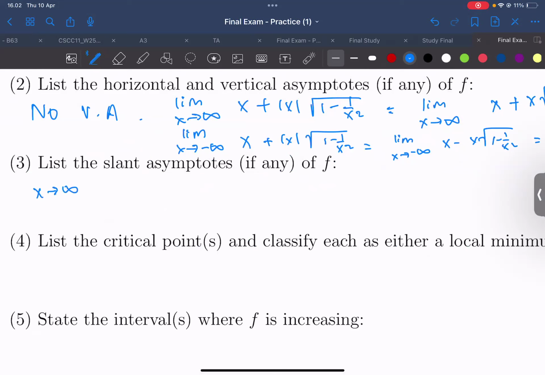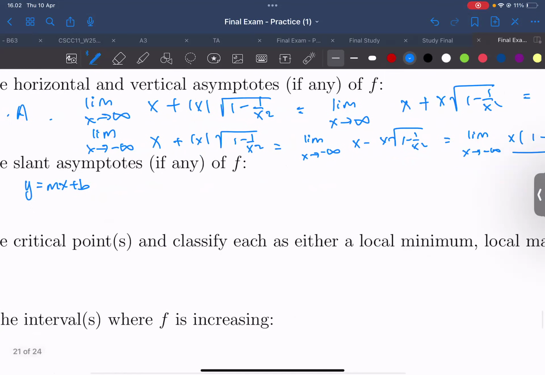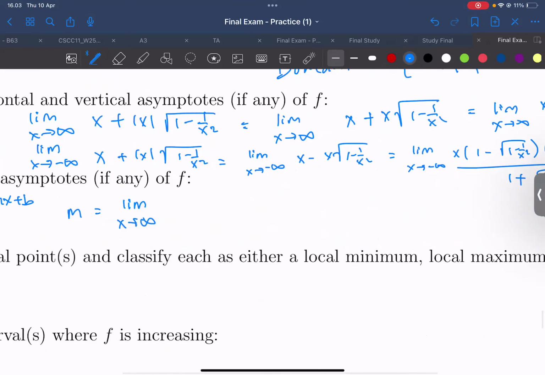So the way to check for the slant asymptote, which is an asymptote in the form of y equals mx plus b, is that first we find m. So m will equal the limit of x approaching infinity of the function f of x over x. So this will basically be the limit of x approaching infinity of x plus the square root of x squared minus 1, over x.